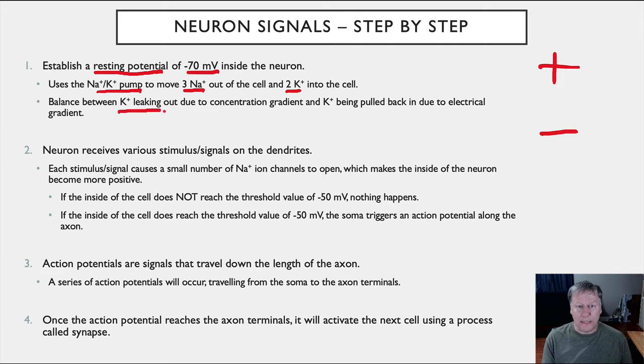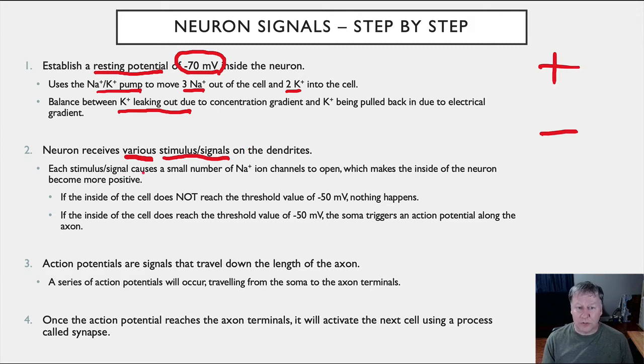Potassium is also leaking out due to the concentration gradient and being pulled back in by the electrical gradient. And the balance is reached at around minus 70 millivolts. So that's where the cell is in balance, and it will maintain that as long as nothing else happens. At this point, the neuron will begin to receive various stimuli, also called signals, along the dendrites from other cells. It will receive hundreds, if not thousands of these.